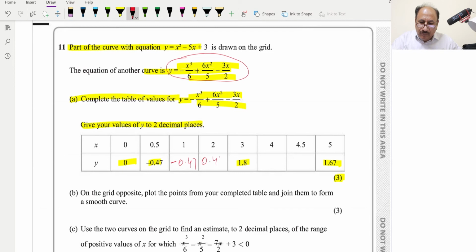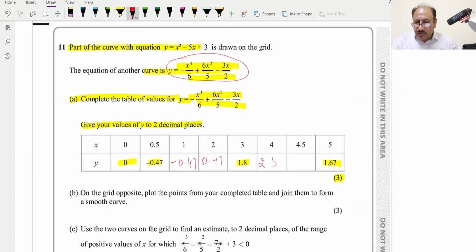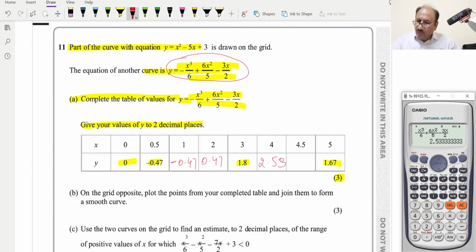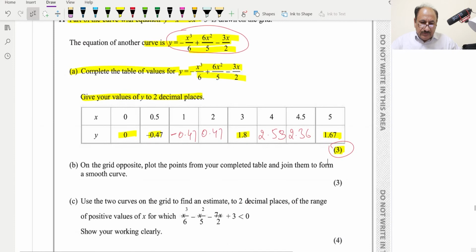So 0.47, and calculate for 4. Calculate for x is equal to 4, and this will be giving us 2.53. So we can write the answer as 2.53. And the next value is calculate for 4.5. Calculate for 4.5, and this will give us a decimal value of 2.36. So 2.36, and the next value is provided. So this is a 3-mark question. By the help of a calculator we have easily done this.